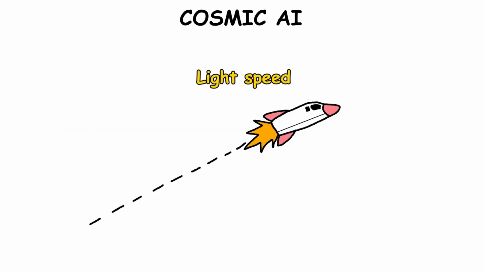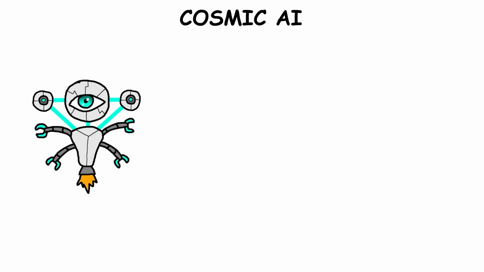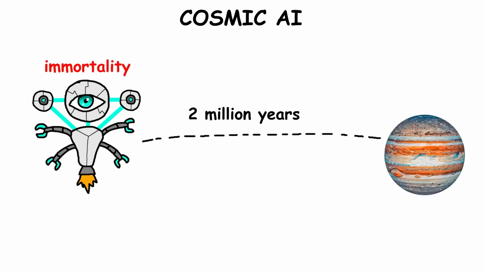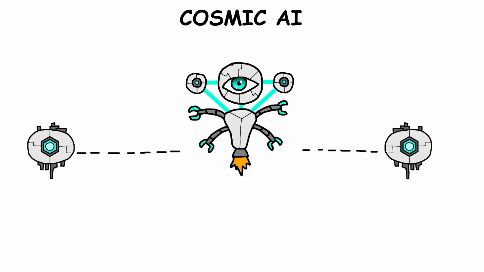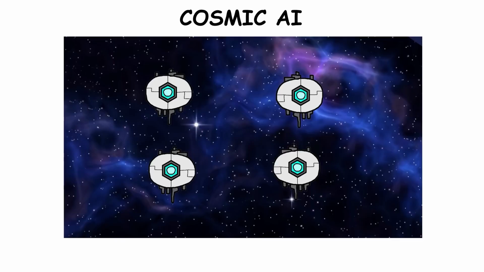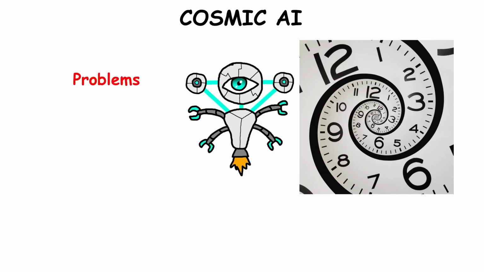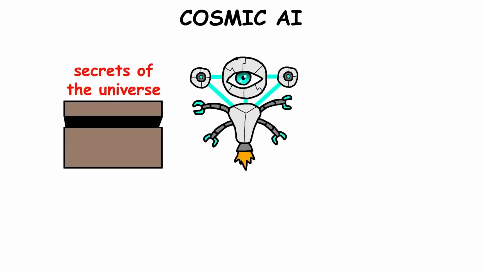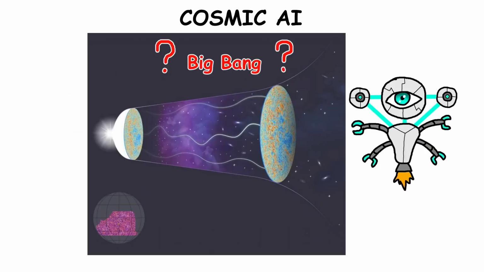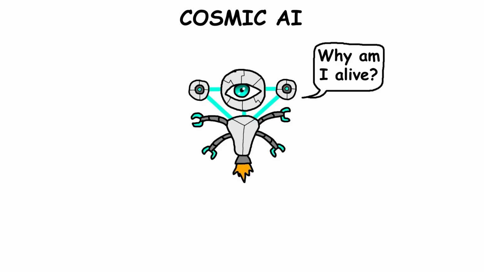Even if fast space travel isn't possible, a cosmic AI could still reach its goals thanks to its immortality. Without a human lifespan to worry about, it could send spacecraft on journeys lasting hundreds or thousands of years, slowly spreading across the stars. With all the time it needs, it could tackle problems human explorers never could. At this level, it could unlock secrets of the universe, like the nature of dark matter, the origins of the cosmos, or even the purpose of existence itself.